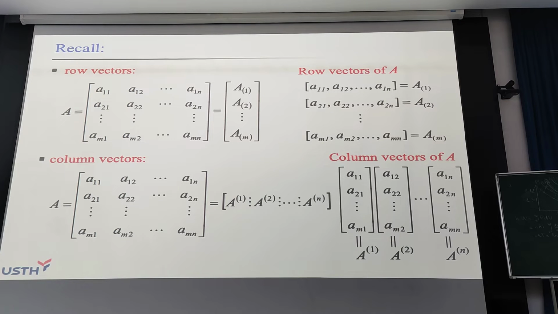And then we begin to define the four fundamental subspaces. Suppose that we are given a matrix A of size m by n. With that, we can define the row vectors like that and the column vectors like that. We divide it by rows or by columns.